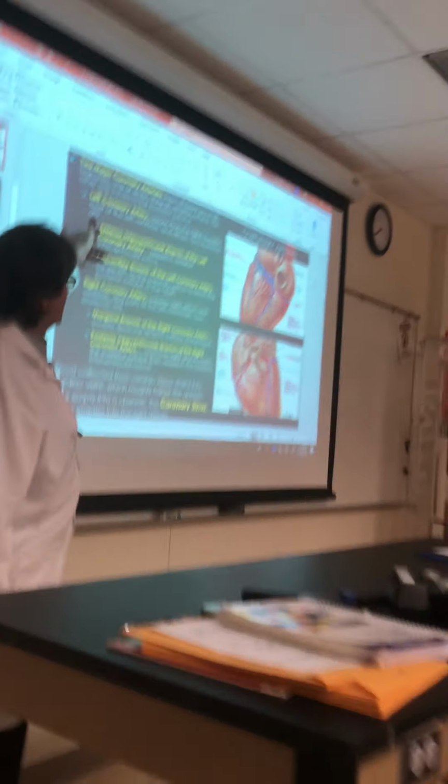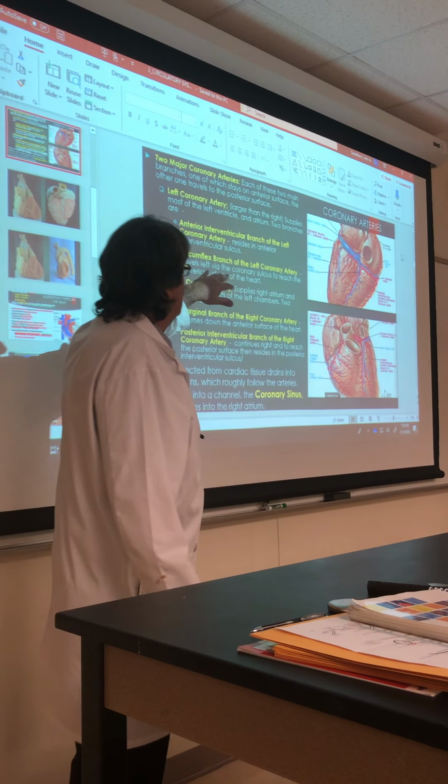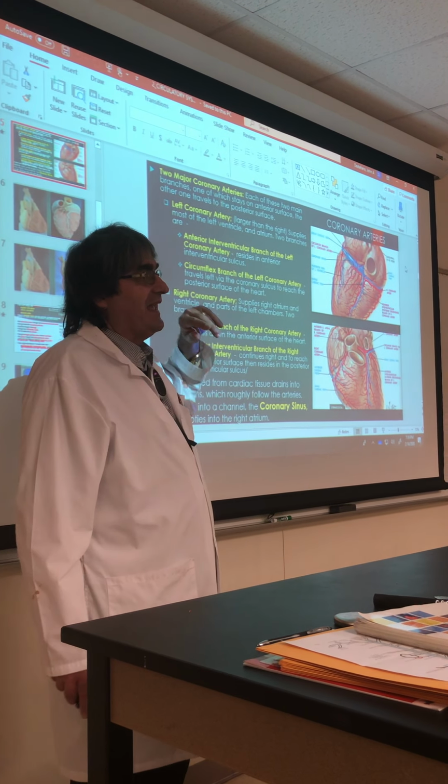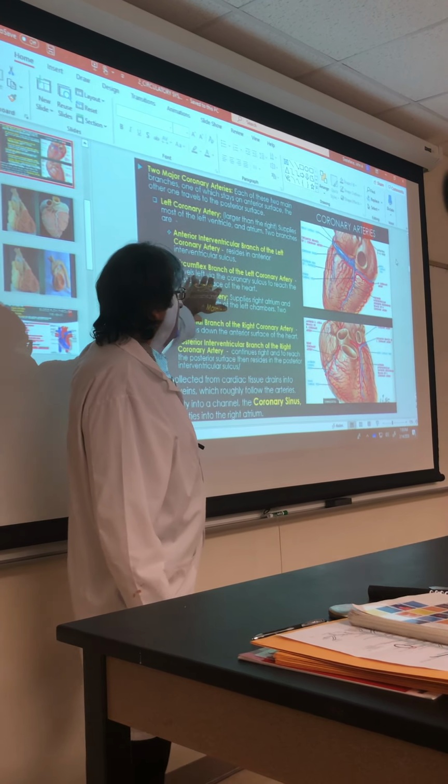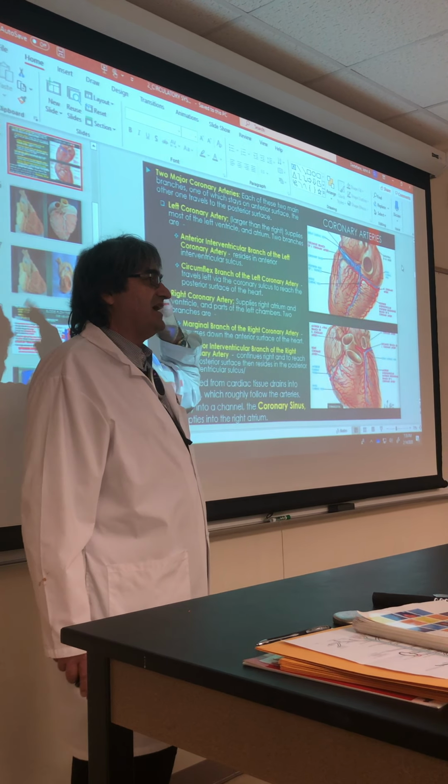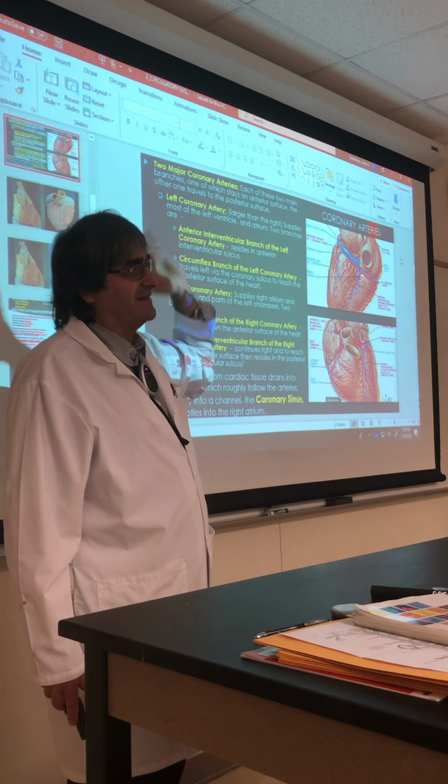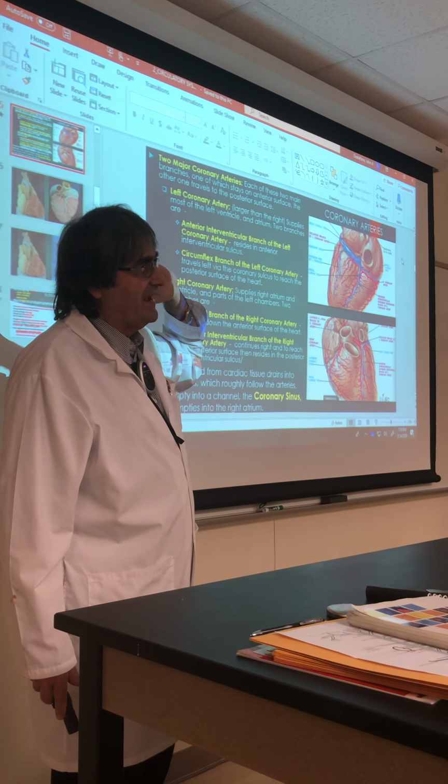But yeah, anterior interventricular branch of the left coronary and circumflex branch of the left coronary. I want it written out totally like that. This is a test. I want to know that you know the whole ball of wax here. So make sure you put it all down.